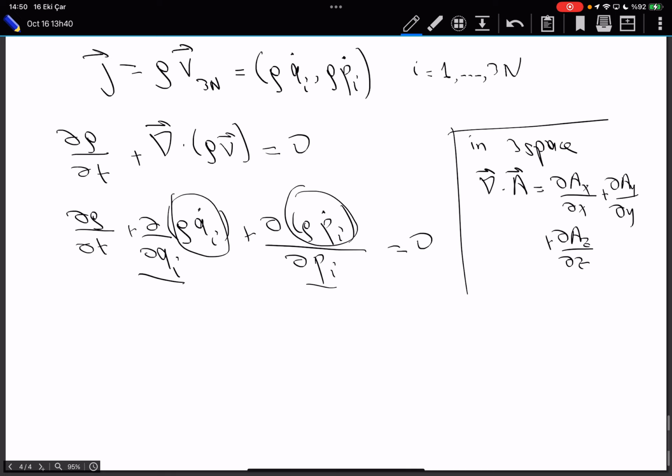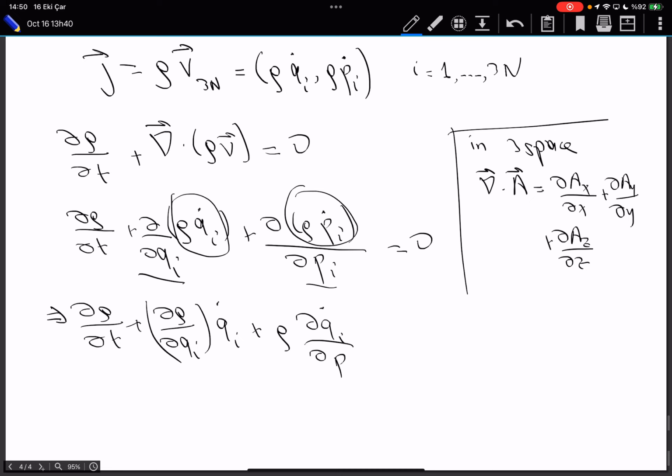Now let me take these derivatives explicitly. d rho by dt plus d rho by dq_i times q_i dot, plus rho times d q_i dot by dq_i, plus d rho by dp_i times p_i dot, plus rho times d p_i dot by dp_i. This should be equal to 0.